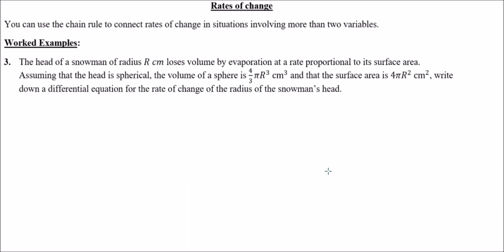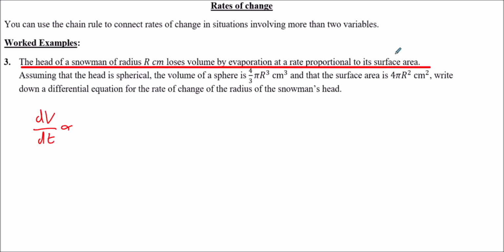Worked example 3 is about the head of a snowman. So the head of a snowman, radius r centimetres, loses volume by evaporation at a rate proportional to its surface area. So let's just start with this key fact first. So it loses volume. If it's losing volume, what we're talking about there is an expression for dV by dt. So dV by dt is essentially proportional to its surface area, which I'm going to call A. So remembering from GCSE, dV by dt will equal some constant multiplied by A.